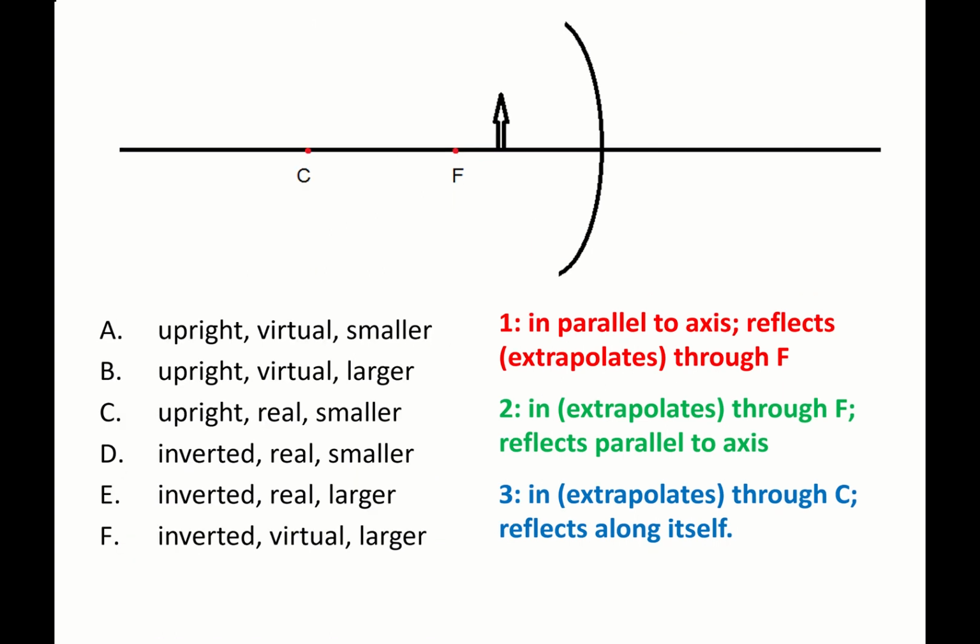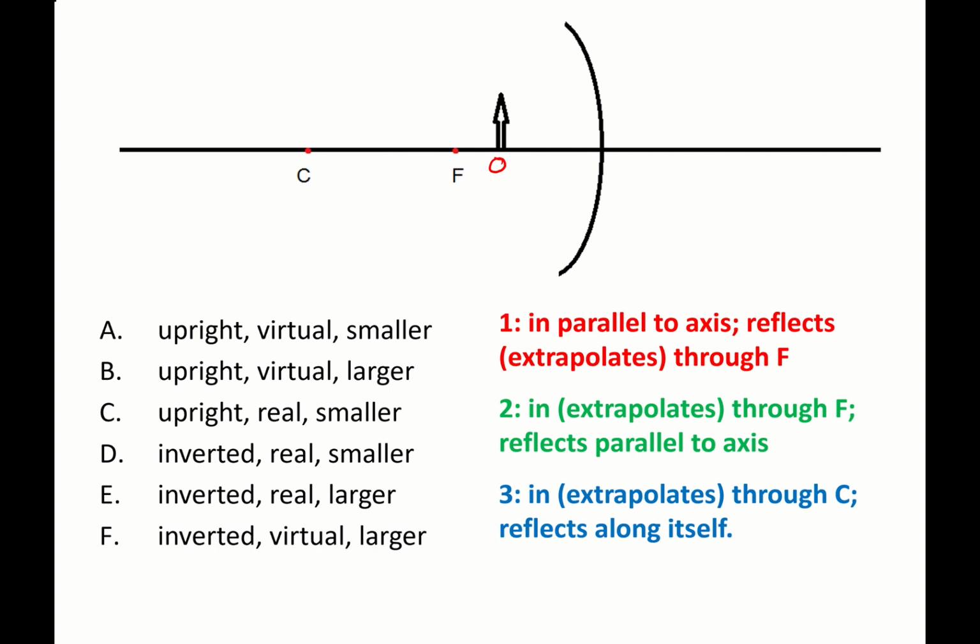Okay, let's do another one for a concave mirror. So concave mirror, draw our horizontal line, principal axis, put on F and C. Now I've got my object closer to the mirror than the focal point. All right, so now we draw our three rays.